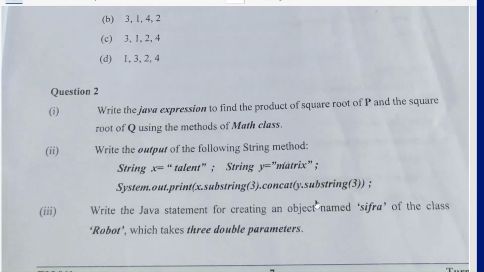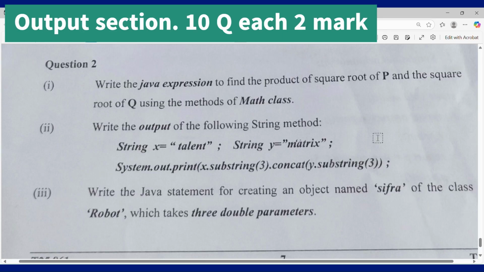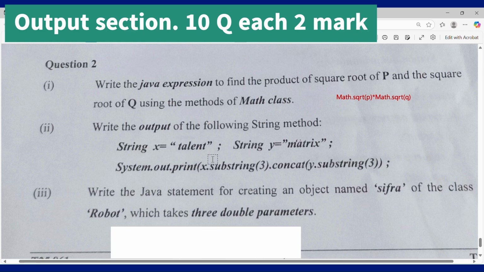Let's move on to the next part, output-based questions. First do yourself, then check your answer. Question 2. Write the Java expression to find the product of the square root of p and the square root of q using the methods of Math class. Answer. In Java, for square root, Math.sqrt is used, so the answer is Math.sqrt(p) * Math.sqrt(q).